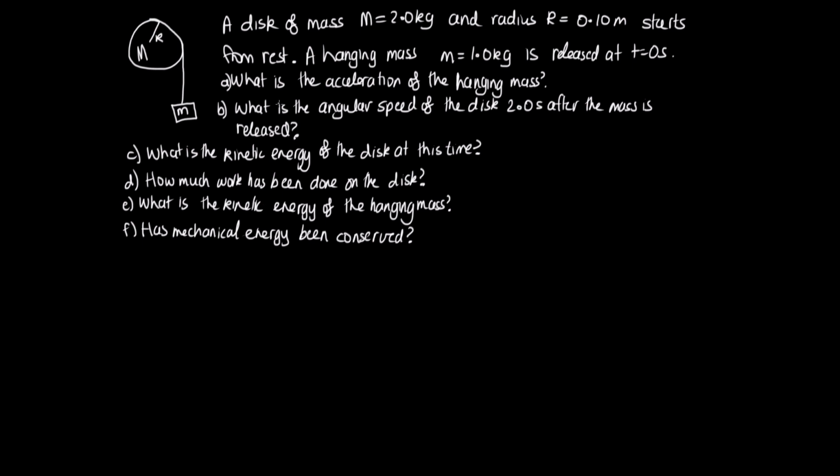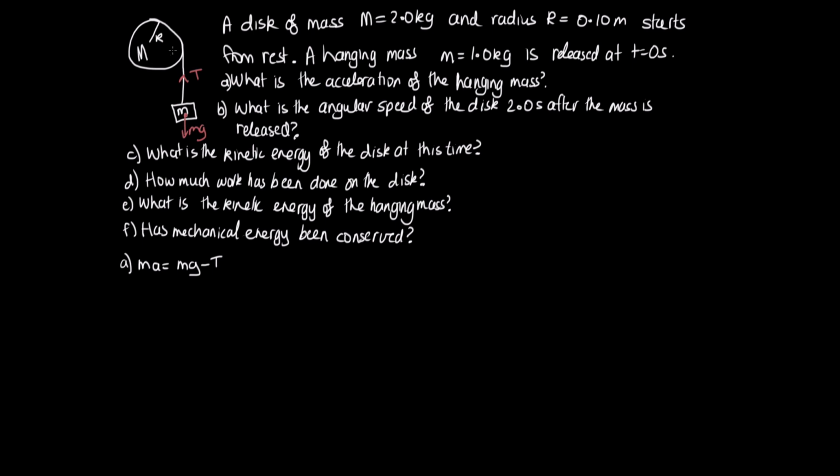Okay, so to answer part A, we should consider the forces which are acting on the hanging mass. So we've got our weight force, which is pulling it downwards, and then there'll be a tension force in the string, which is pulling it up. So we can use Newton's second law to write ma is equal to the weight force, mg, minus the tension.